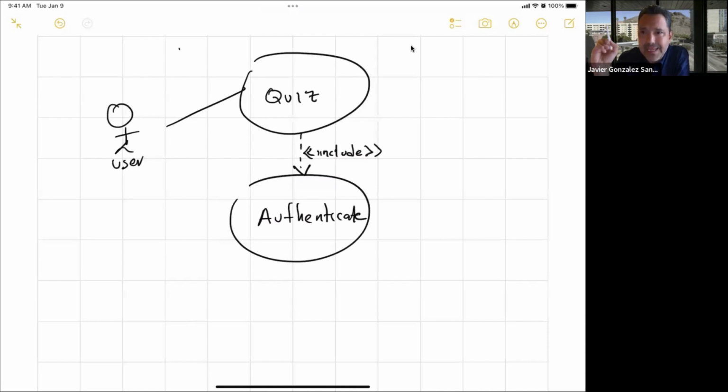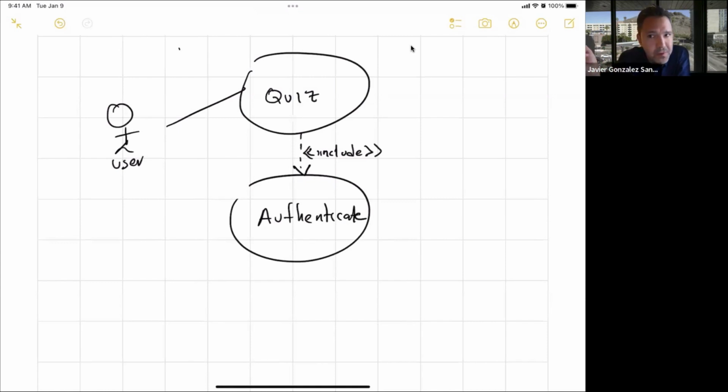Again, think about this include like one method calling another one. So what I am representing here is the method quiz, whatever that is, calling another method authenticate. And the method authenticate is the one that does the service of authentication, right? That is not the case on Canvas. It could be the case in other applications.